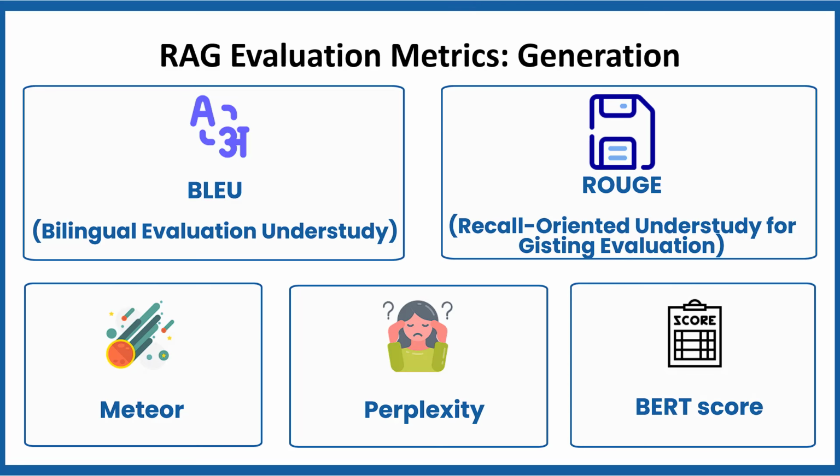BERT score uses embeddings and semantic similarity rather than word overlap, making it robust to paraphrasing. It checks if the generated sentence and reference sentence convey the same meaning even with different words. It's currently one of the best metrics for semantic evaluation in RAG because it reflects true understanding. For example, if the model says the patient has a mild fever instead of the patient is slightly febrile, the score is still high because the meanings match.